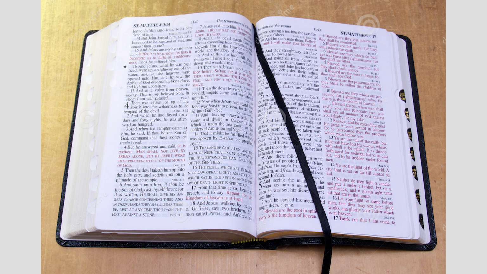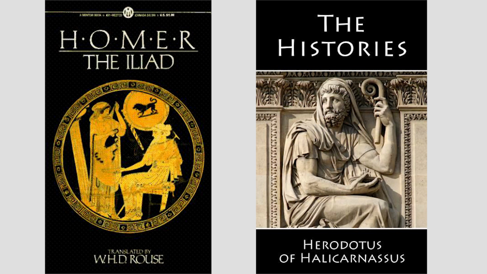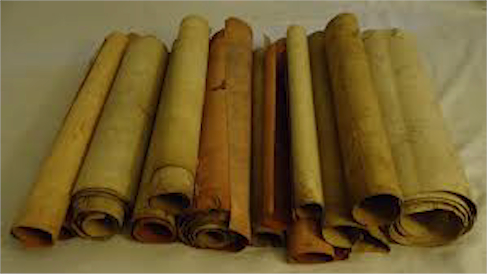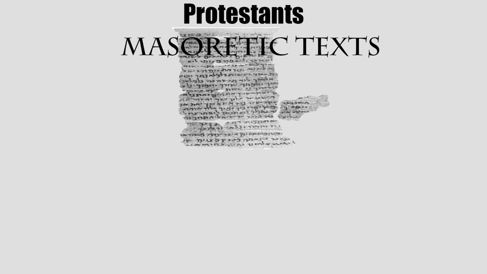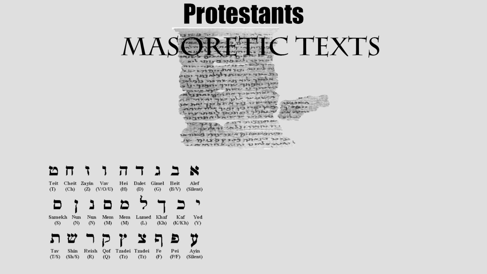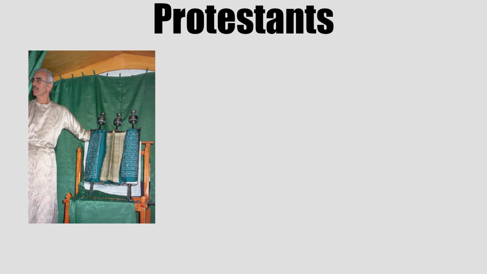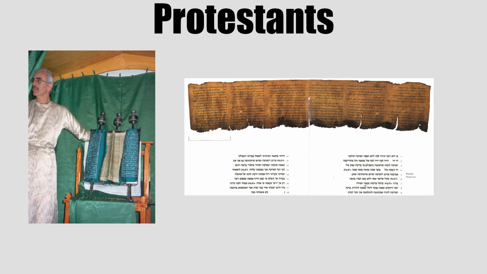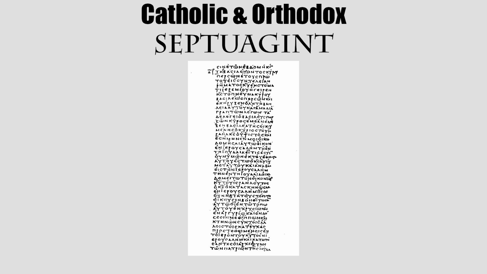But just like other ancient books such as the Iliad or the works of Herodotus, it is based on a collection of ancient manuscripts. And so different versions of the Bible come from different collections of manuscripts. The Protestant Bible generally uses the Masoretic texts. These are ancient manuscripts written in Hebrew and Aramaic. Protestants also tend to consult other ancient manuscripts in the creation of their Bible, such as the Samaritan Torah and the Dead Sea Scrolls.